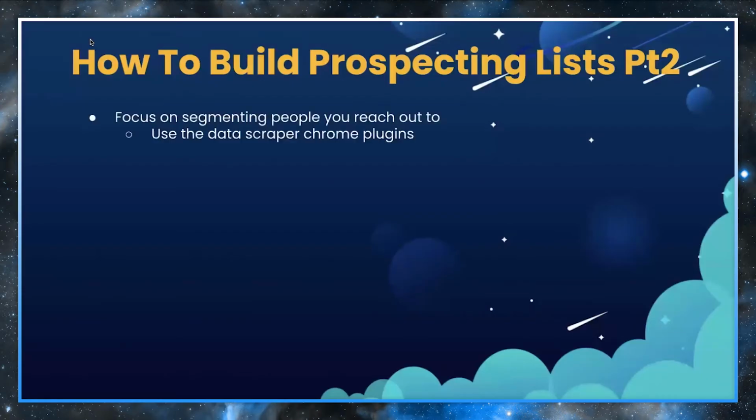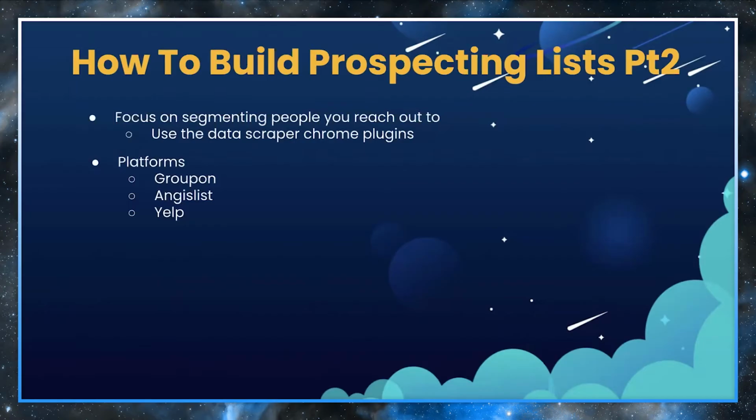Okay, how to build prospecting lists, part 2. You want to focus on segmenting people that you reach out to. You can use the Data Scraper Chrome plugins that I mentioned before. You can use Outscraper, or you can use the high-level tool. Completely up to you. But there's other platforms that you can use, and this is not for every single industry. However, Groupon works for a whole bunch of different niches and industries and categories. And I was actually going to show an example, but Groupon is down today, so I can't.